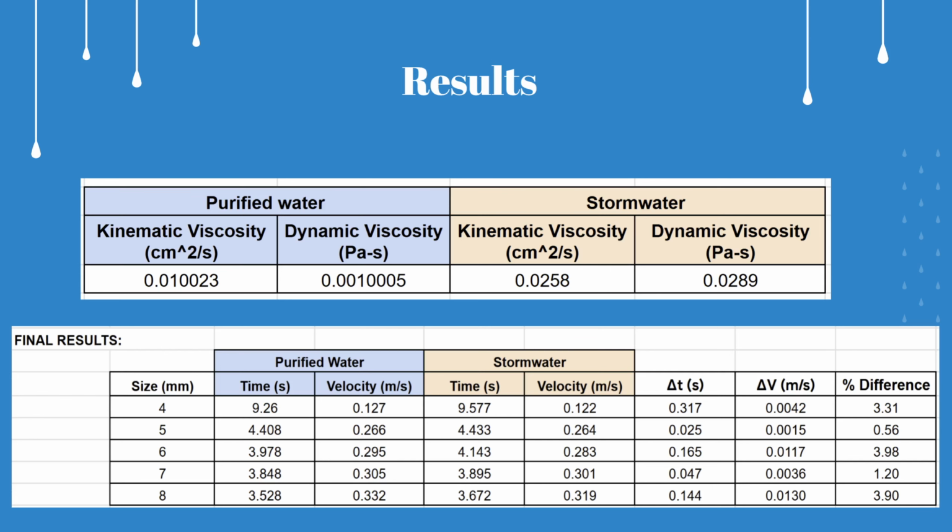Also on the results page, we have a chart featuring the percent difference. So this is the overall difference between the two velocity values for purified and stormwater. Even though they differed slightly in magnitude for the values, it still shows that there was a slight difference between the two velocities, with stormwater being slower, which can be proven by the fact that it had debris accumulation in it.